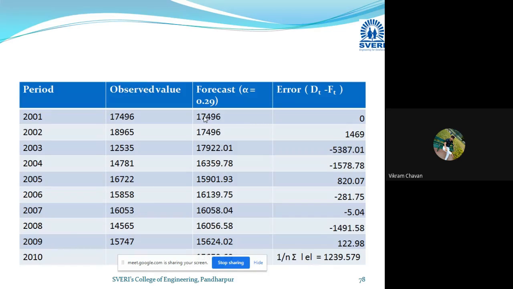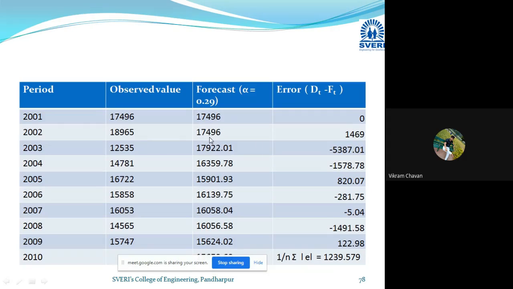Rohit is saying 17,496, the same value. Arbaz is saying same value. Anna is saying same value. Is everybody getting the same value, or are you still calculating? Okay, shall we move ahead? So we are getting the same value, 17,496. Just put that value in the forecasted column in front of the 2002 year.